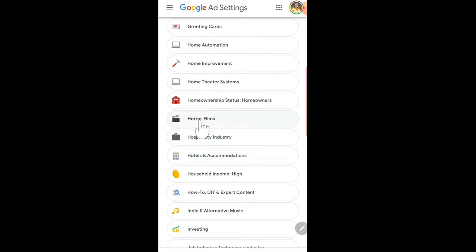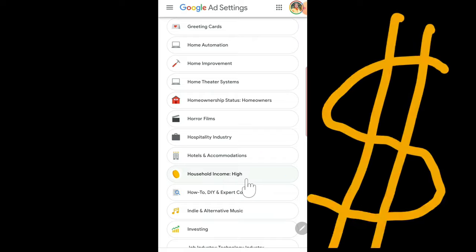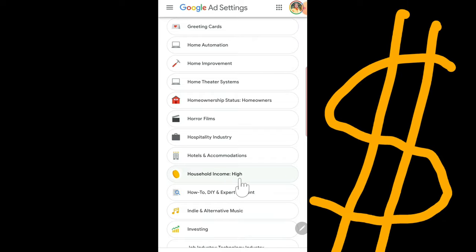Horror films. I love a good horror film. Hospitality industry, of course. I'm all about that. Hotels. Spend a lot of time in hotels. Ah, look at this. Google thinks I'm rich. Household income, high.